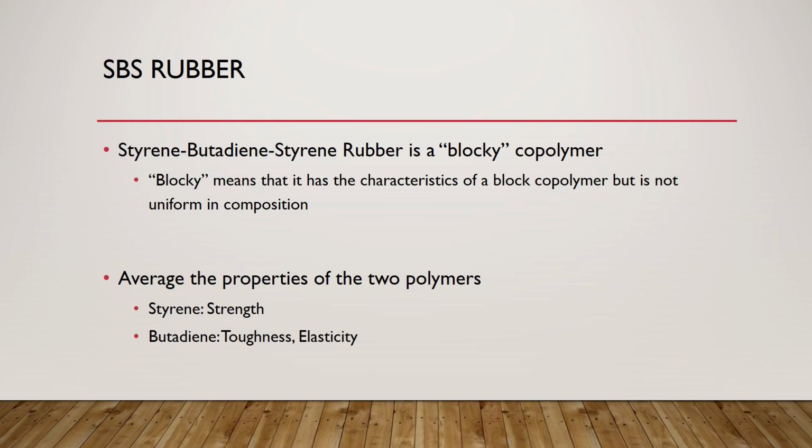Styrene butadiene styrene rubber is a blocky copolymer, meaning that it has the characteristics of a block copolymer but is not uniform. The styrene butadiene styrene rubber is used in the production of tires and the soles of shoes. Since it averages out the properties of the two polymers, styrene and butadiene, the styrene gives the rubber its strength, and the butadiene allows the rubber to be tough and elastic. This flexibility greatly improves the rubber's ability to grip a surface, which is needed in both tires and shoes.